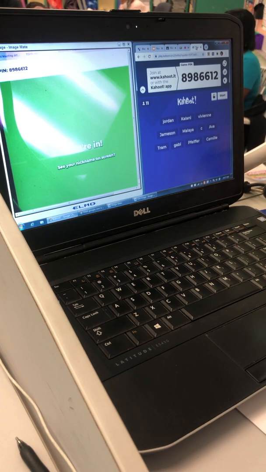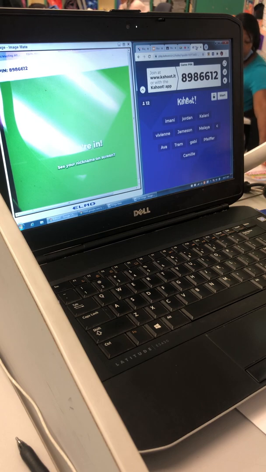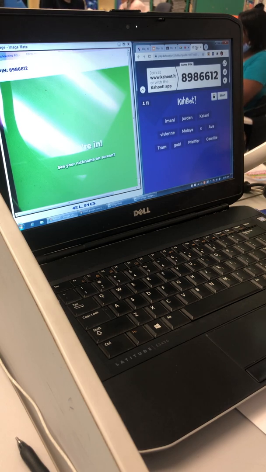I know how to get my Google Meet on the same device. Oh, how do I explain? I don't know how to explain. It's 898-6612. It's right there on that screen in the purple.